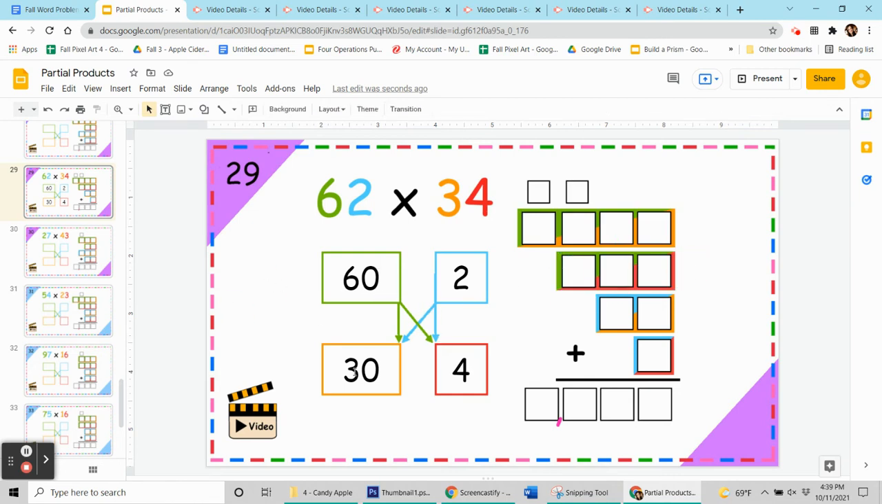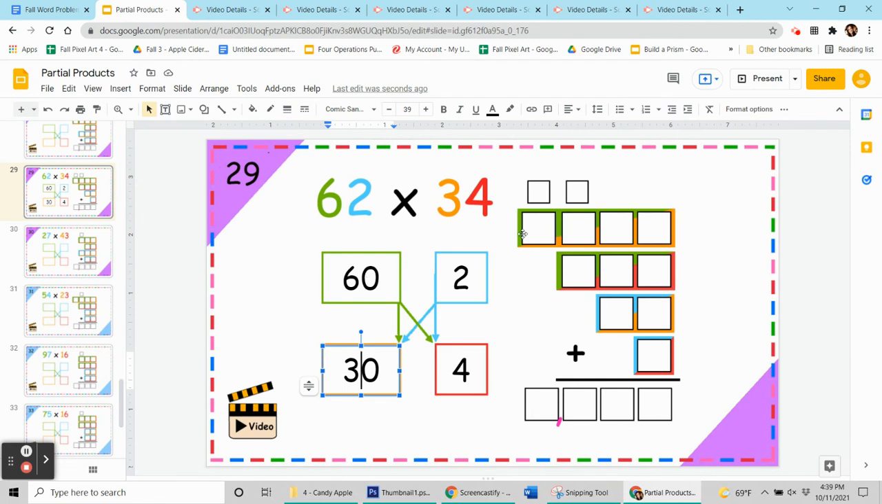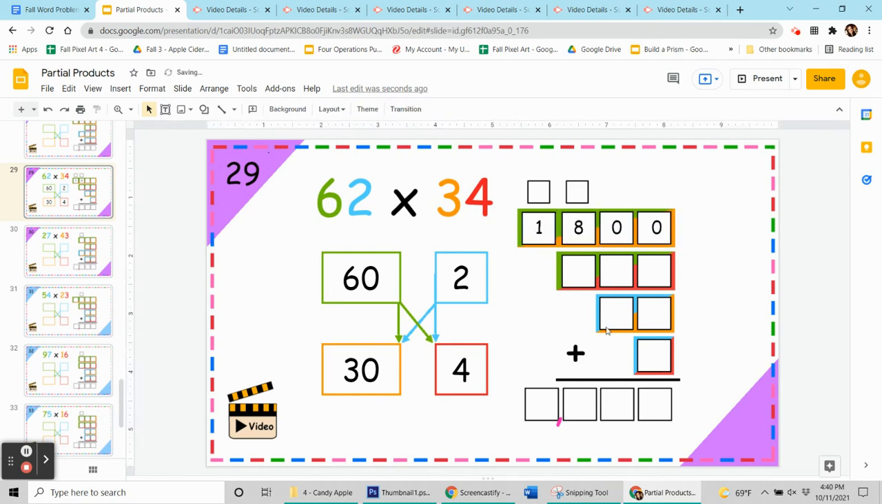So we're going to do 60 times 30. Ignore the zeros and just do 6 times 3, which is 18, and then you stick 2 zeros back in. 1800. Now we'll do green red. So 60 times 4. Again, forget about that 0. Just pretend it's not there. Do 6 times 4 and then put 1 zero back. 6 times 4 is 24, and then we add a 0 back in.